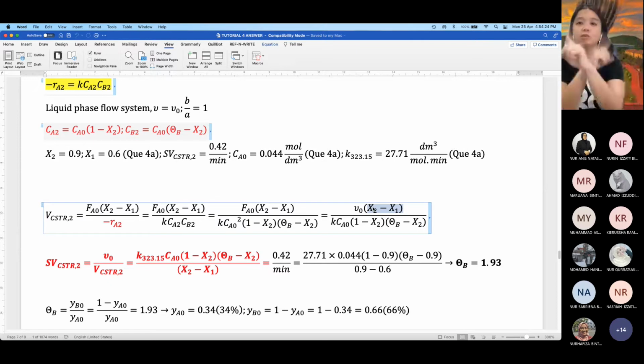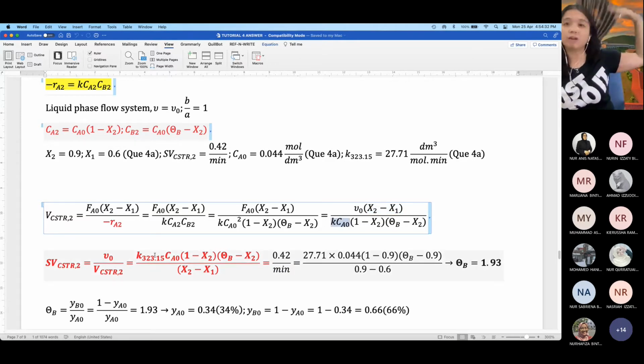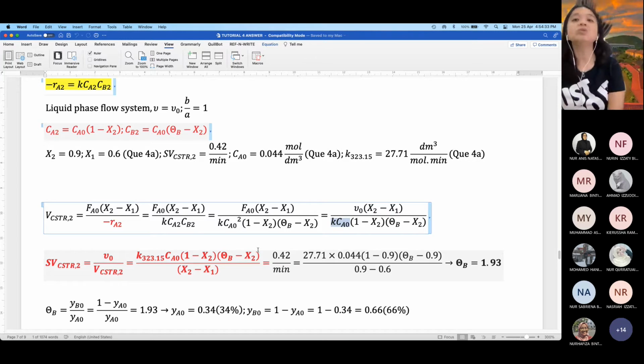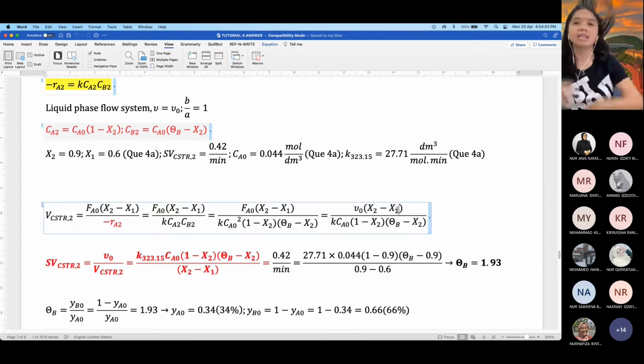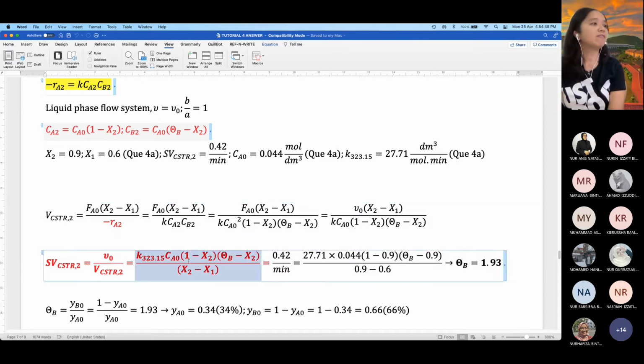Okay, so I macam switch. So that's how you get now. On your right hand side, okay, yang K CA0 ni pindah ke sebelah sana dia jadi pengatas. So become pengatas, right? 1 minus X2, theta B minus X2 move to the other side, it become pengatas juga. Sebab sekarang dia dah jadi pengatas. The bottom will become X2 tolak X1 lah yang ni. Yang selebihnya dah menjadi space velocity. So now I've already derived the space velocity equation for second CSTR in series.